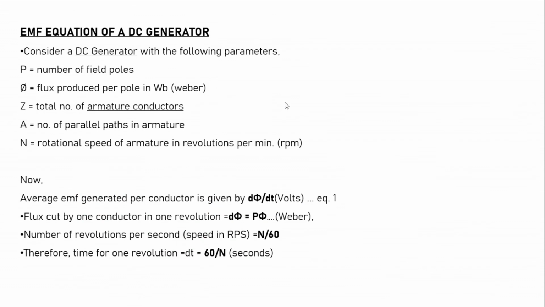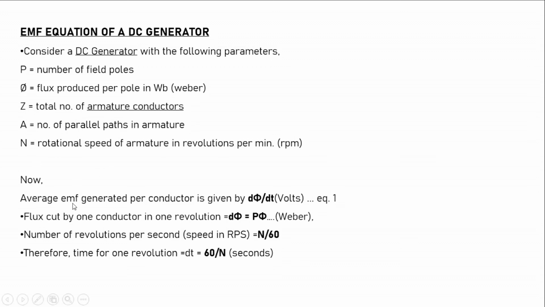The next very important topic is the EMF equation of a DC generator. Consider a DC generator with the following parameters: P, the number of field poles; phi, the flux produced per pole in Webers; Z, the total number of armature conductors present; A, the number of parallel paths in the armature. In each parallel path a specific number of armature conductors are placed, so A is equal to the number of parallel paths provided. N is the rotational speed of the armature in RPM, revolutions per minute.